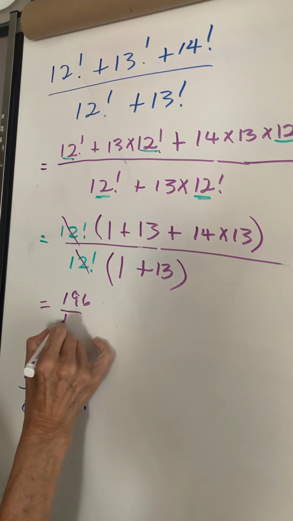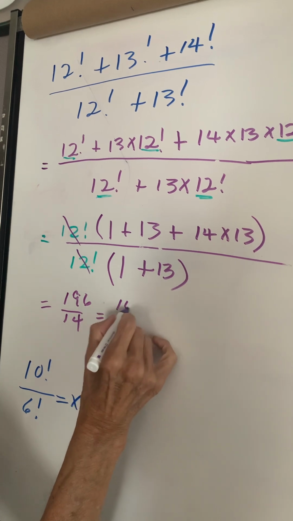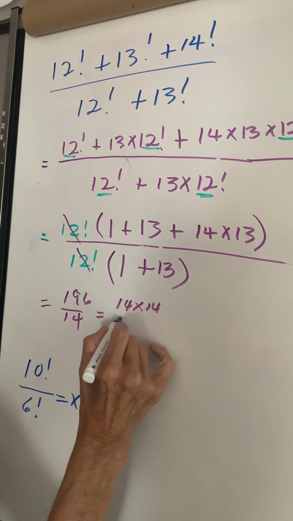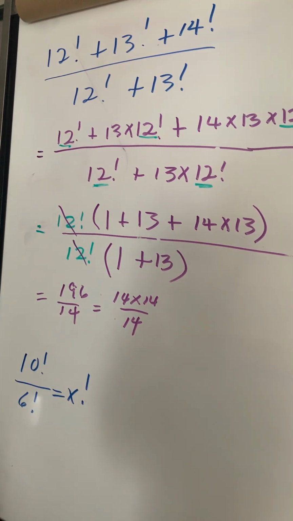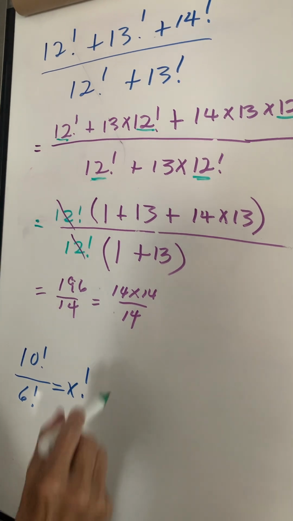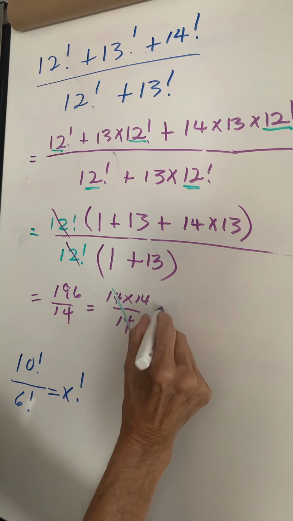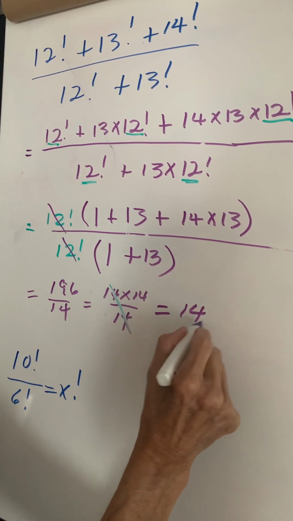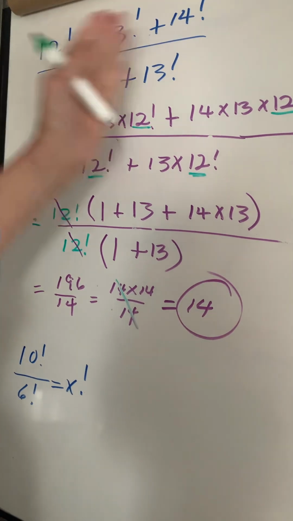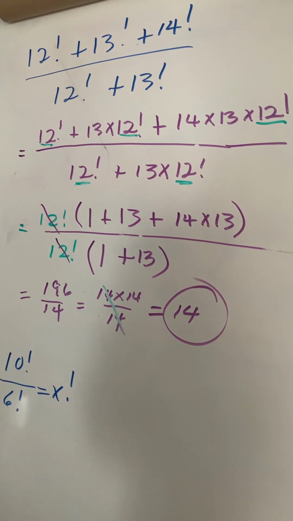I have 14 on the bottom. And 14 times 14 is the 196 because it comes from 14 squared. These two cancel, and that problem ends up to be 14 as my answer. So all of that is 14.